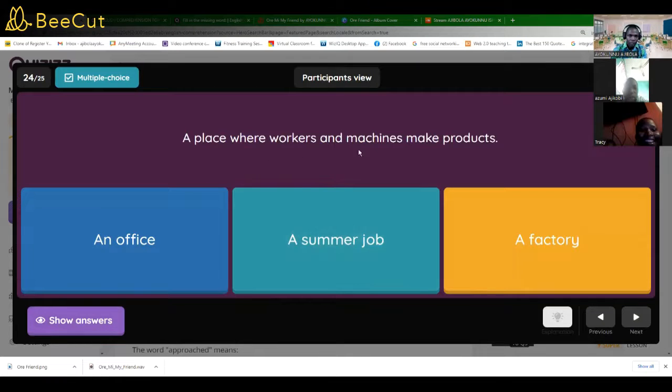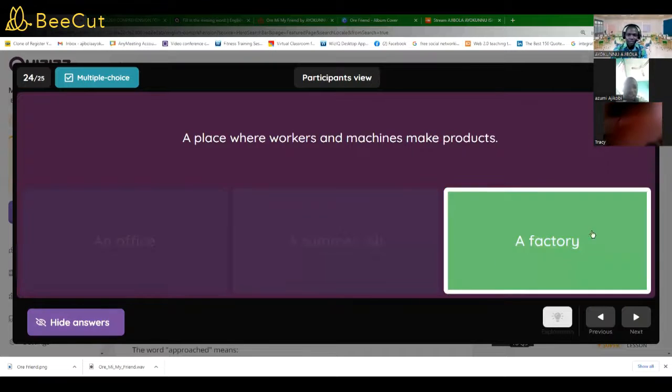Next is for Rakib. A place where workers and machines make products. Pick your option. An office. It's a factory.